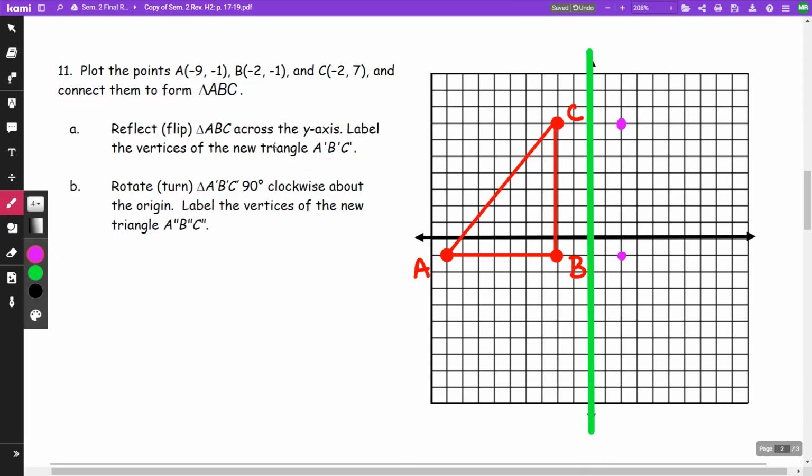2 away over here. So this is going to be C prime. This is going to be B prime. And this one is 1, 2. Well, that was at negative 9, so it's going to be 9 away. So 1, 2, 3, 4, 5, 6, 7, 8, 9. And that's going to be A prime. So let me connect those.